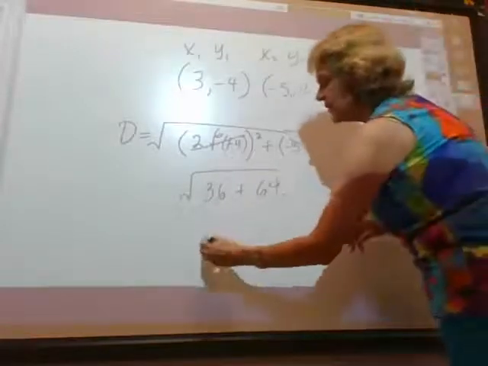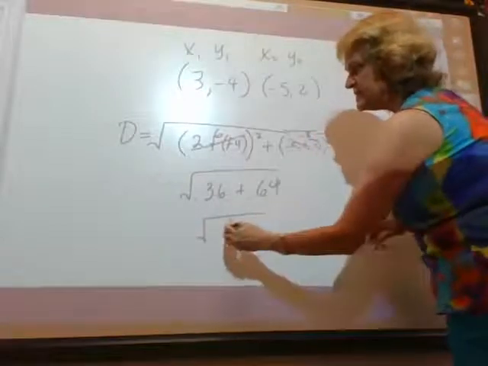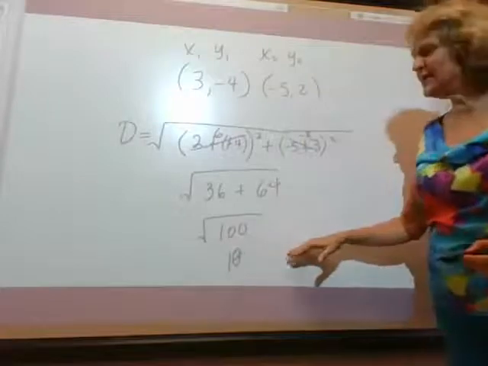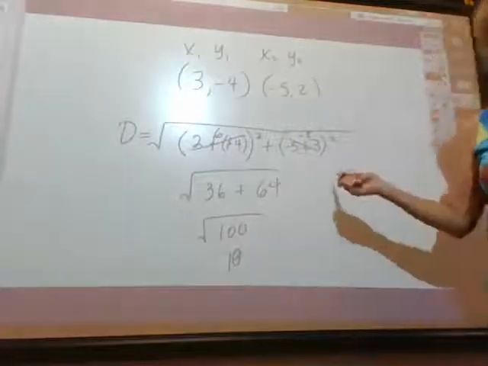Okay? So the square root of 36 plus 64 is 100. Oh, how wonderful. And I know that it's a perfect square. So the distance between those 2 points is 10.